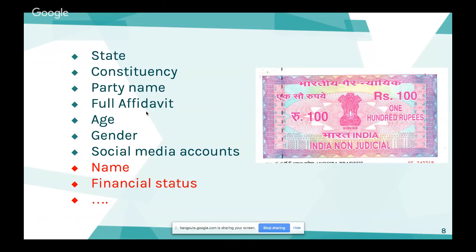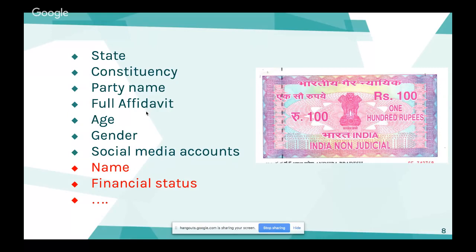What we were particularly interested in is that we went through this data that ECI has, and we took state, constituency, party name, the full affidavit, age, gender, and social media accounts. These are the pieces of information we were interested in, because the question we were asking was relevant only to these. But there were other details like name and financial details. There were many in the form.